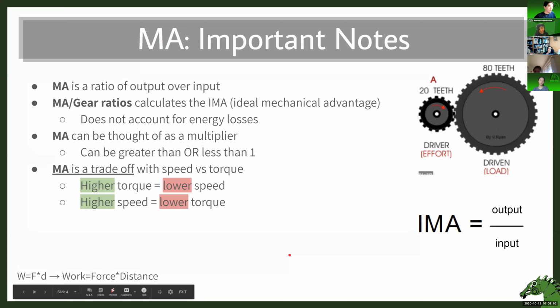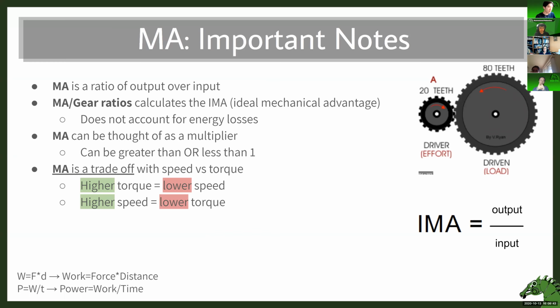Okay, so one more time, because I'm going to keep repeating this because it's very important. MA is a ratio of output over input, okay? It doesn't matter whether it's, we'll see later, there's a bunch of different values you can use, like diameter, RPM, torque, teeth, all of those. It gives you the ratio, and that's the ratio that will matter. That's the ratio that you're multiplying to get whatever output.